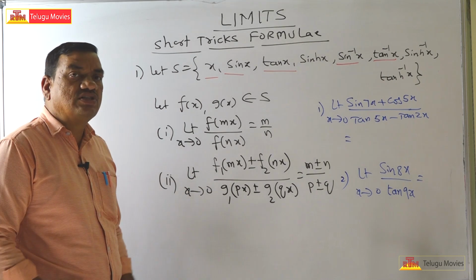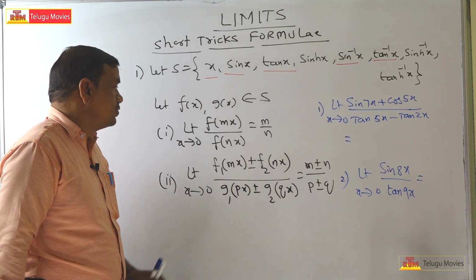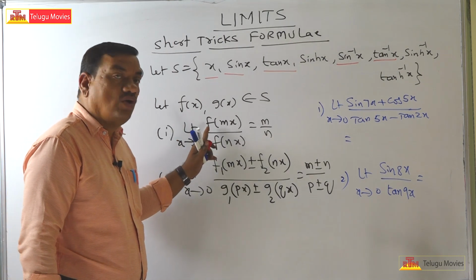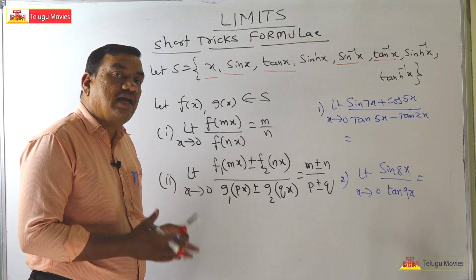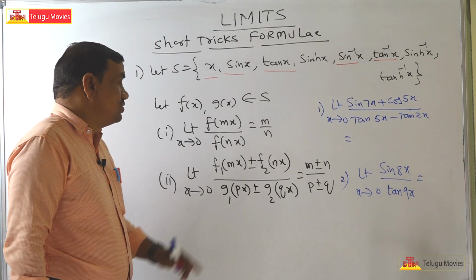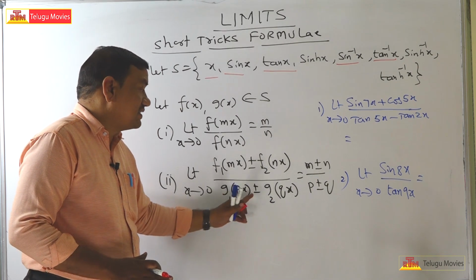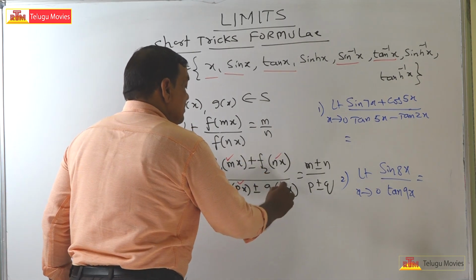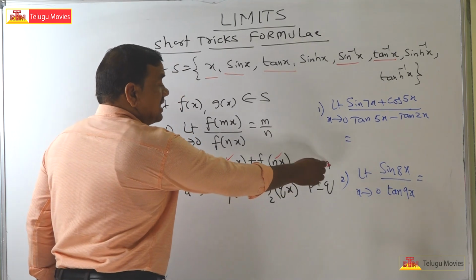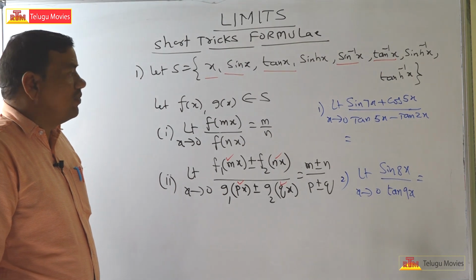If these types of functions are there in your problem, and it is the limit as x tends to 0 of f of mx by f of nx, the answer is m by n. If it is the limit as x tends to 0 of a sum of two functions, plus or minus type, the answer is simply the coefficients, that means m plus or minus n upon p plus or minus q. So let us take one problem here.